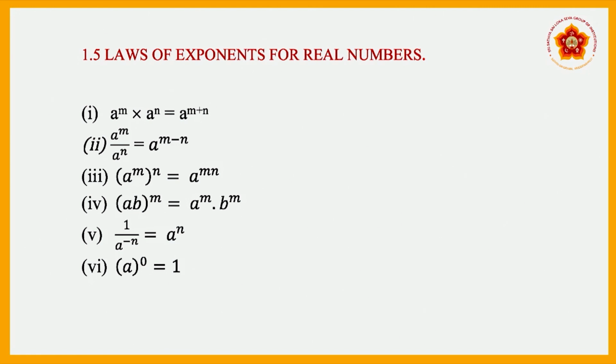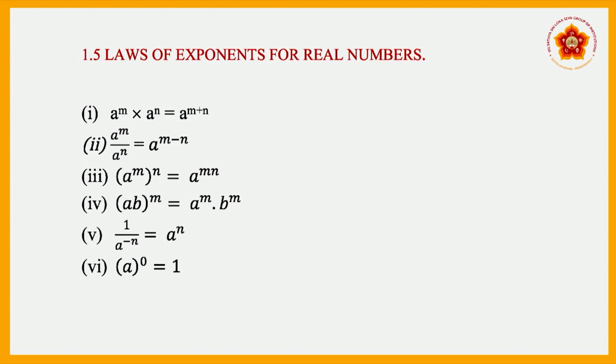Next, the fourth one, ab whole raised to the power of m. Here the power applies to both the variables a and b. Therefore, you have to write it as a to the power of m multiplied by b to the power of m. Now, the next law is 1 upon a to the power of minus n. In the denominator, there is a negative sign. To make it positive, we bring the number from the denominator to the numerator, then it becomes positive. We can write it as a to the power of n.